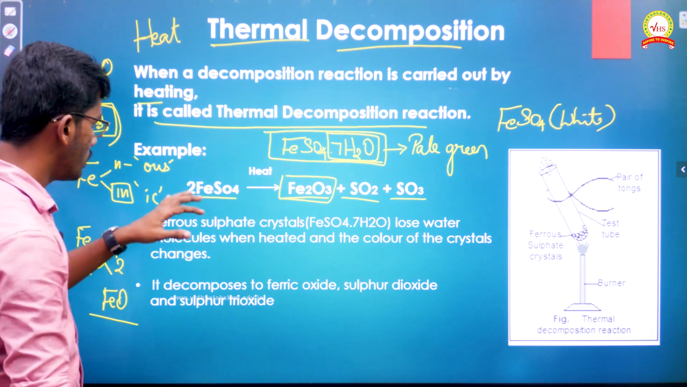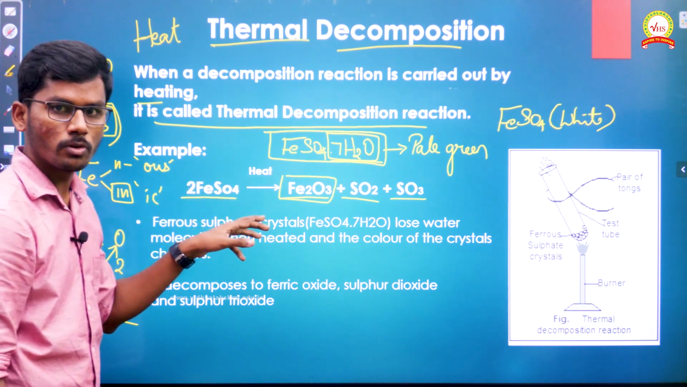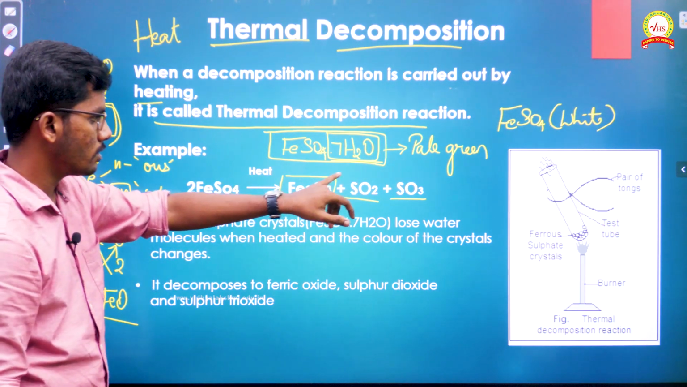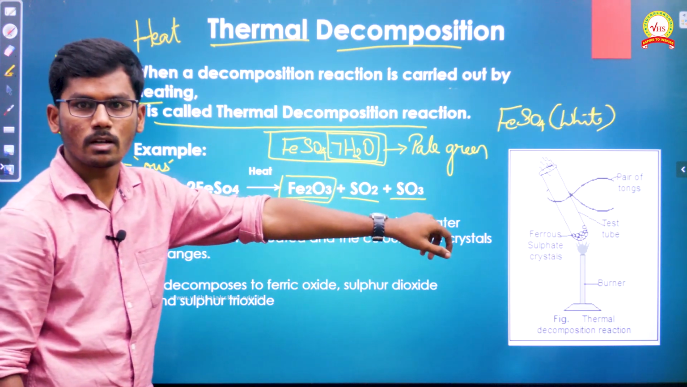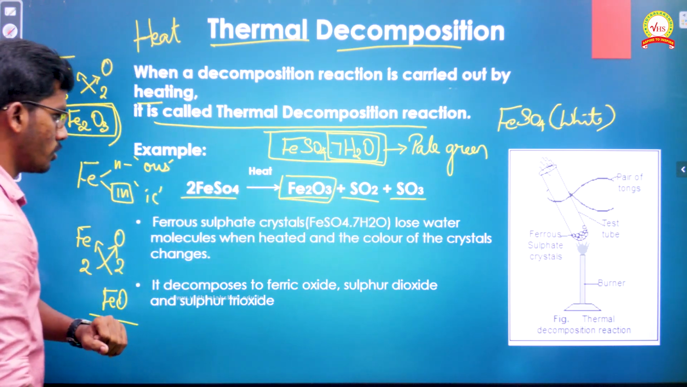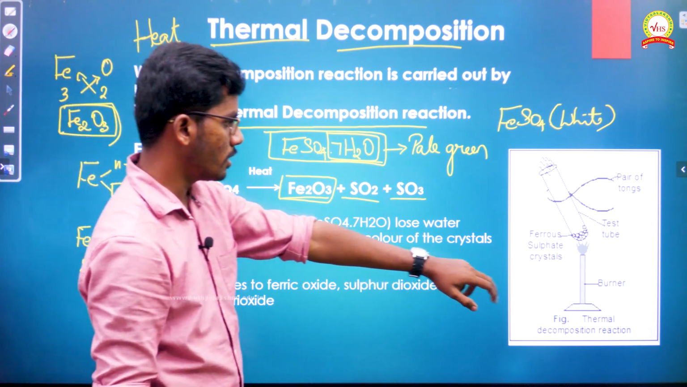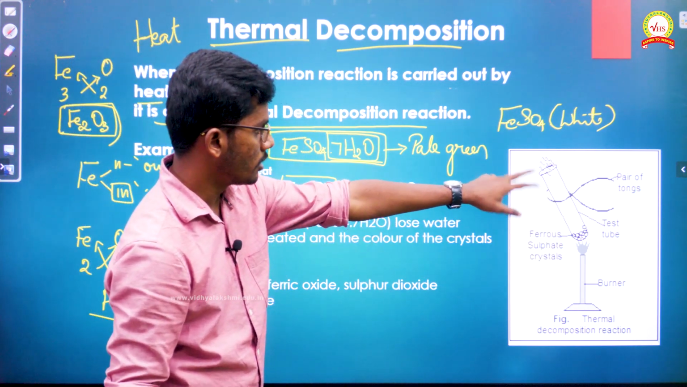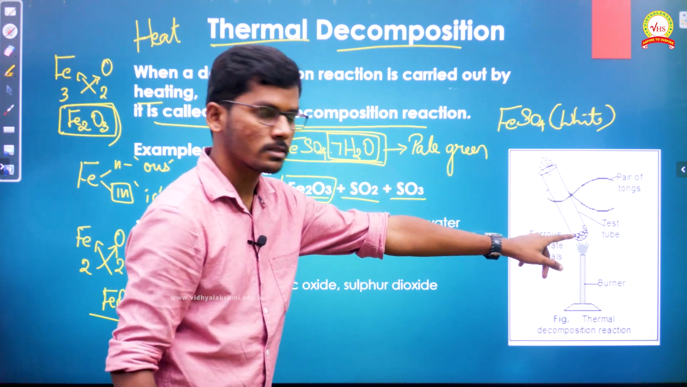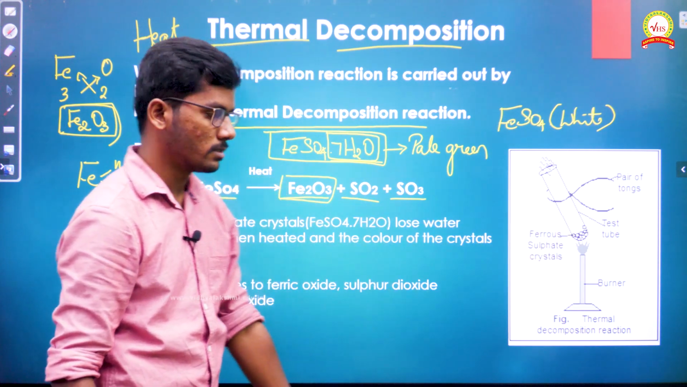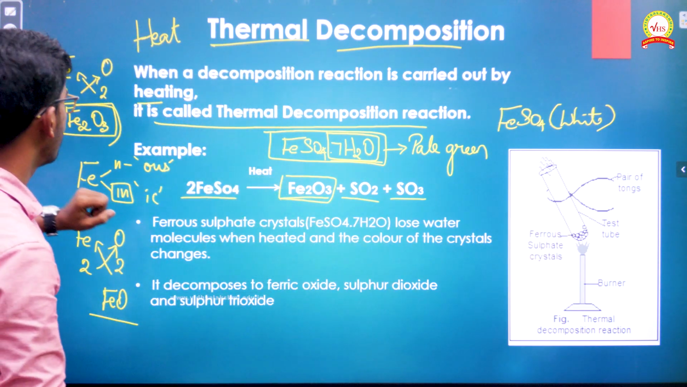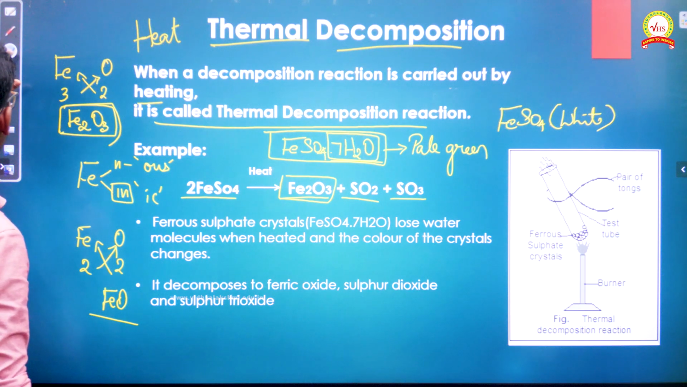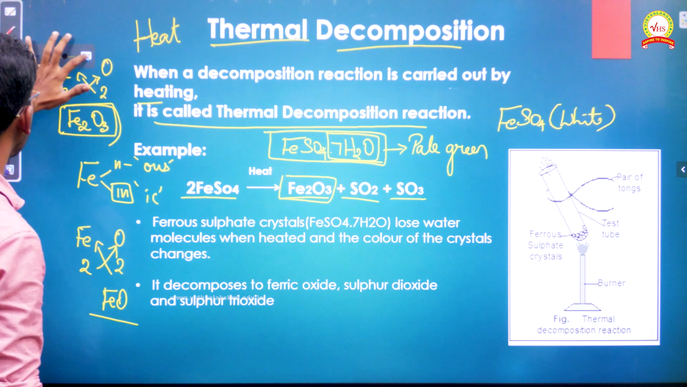So in this reaction, ferrous sulfate, when it is decomposed, it tends to form ferric oxide in addition to form sulfur dioxide and sulfur trioxide. So you could see the image which is given there. We are just heating these crystals and it gives out the gas, and the ferrous sulfate crystals are being heated here. Okay, so this is just an example of thermal decomposition reaction. We'll just move on to the other types of reaction now.